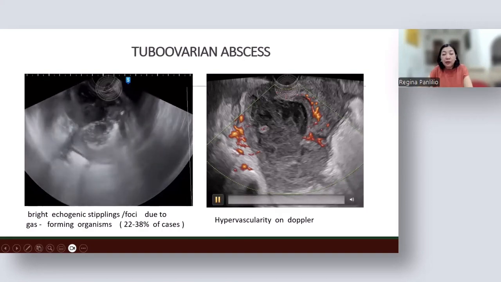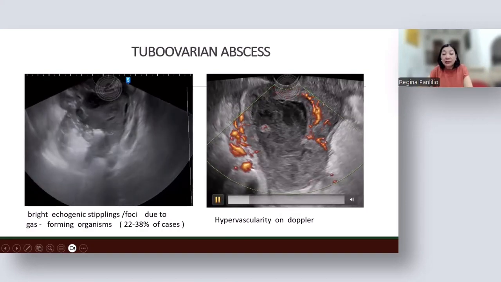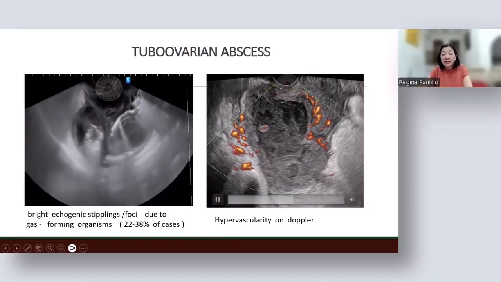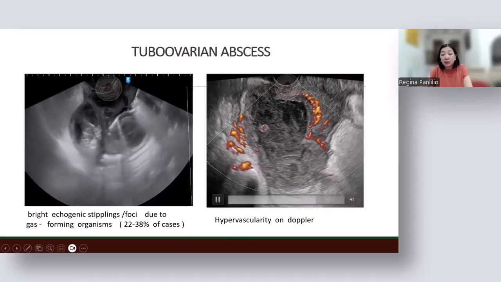And on Doppler, there is florid hypervascularity because of the ongoing severe inflammation. We can see the florid vascularity in the tubal walls.